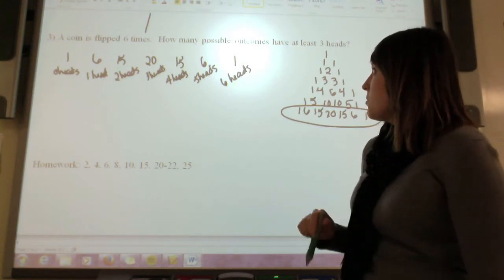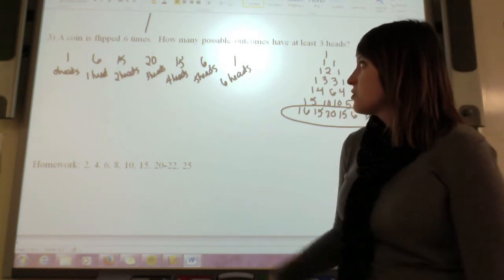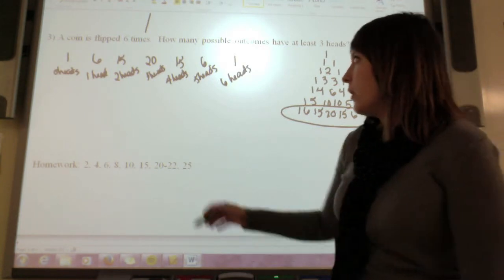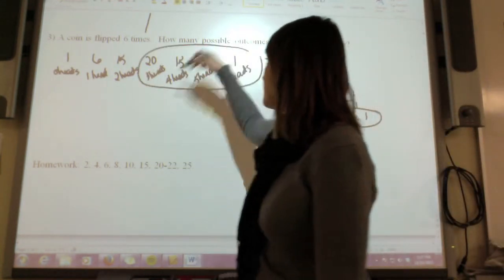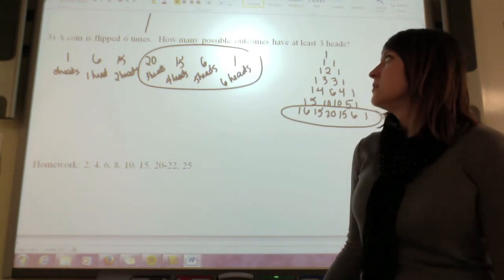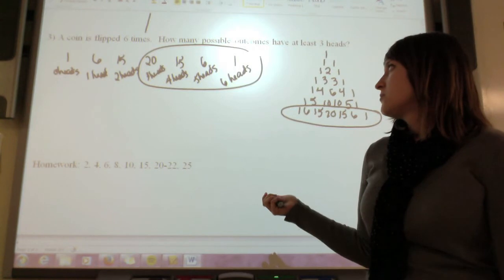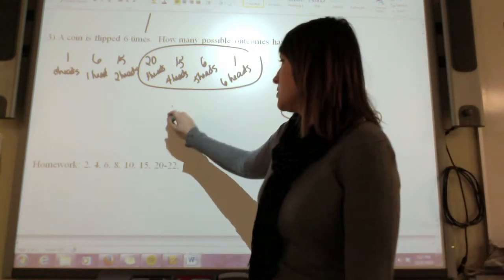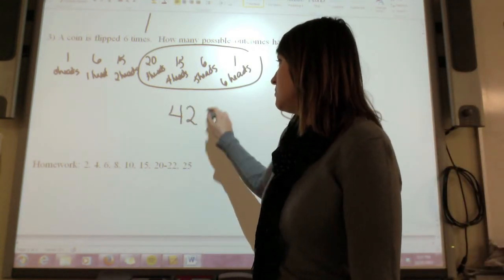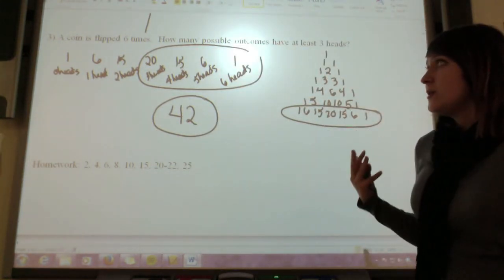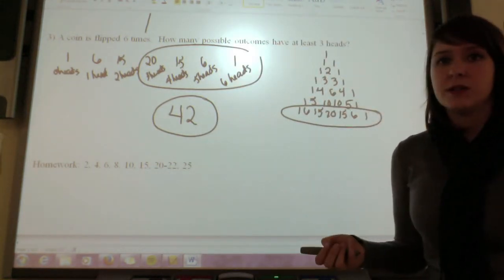So I want to figure out how many possible outcomes have at least 3 heads. That means I have 3 or more heads. Well, that would be all of these. So if I add all those together, 20 plus 15 is 35, plus 6 is 41, plus 1 is 42. So there's 42 ways that I could get 3 or more heads if I flip a coin 6 times.